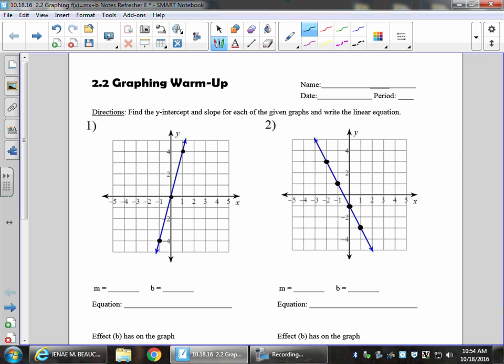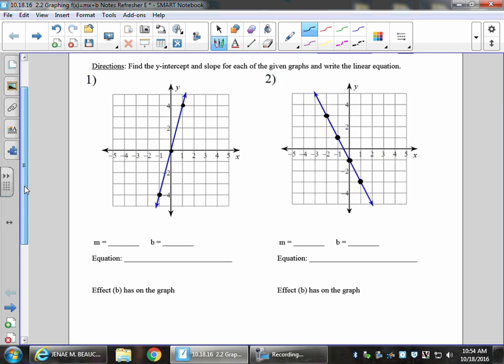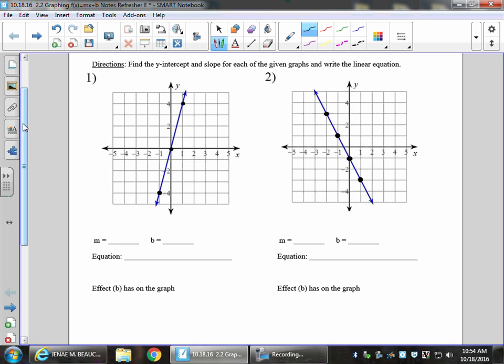So as we're working today, you may find like, oh yeah, I remember this from last year. Everything we're doing today is a refresher from last year. We're taking one day to remember our solving and graphing and writing skills. So for number one, it says, find the y-intercept and slope for each of the given graphs and write the linear equation.